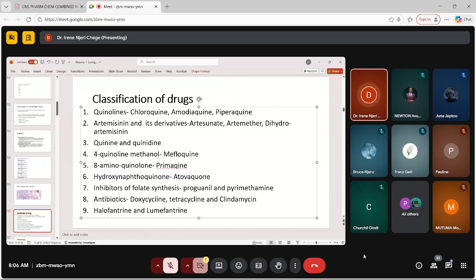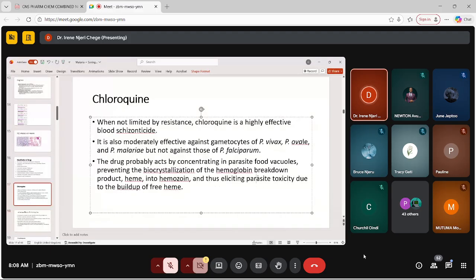And for information, I used this book. I think it was either Goodman and Gilman or one of the others that I recommended.